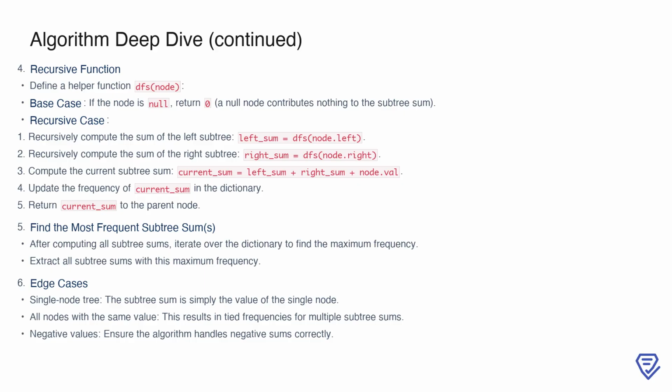Some edge cases to consider include a single node tree, where the subtree sum is simply the value of the node, or trees where all nodes have the same value, which may result in tight frequencies.